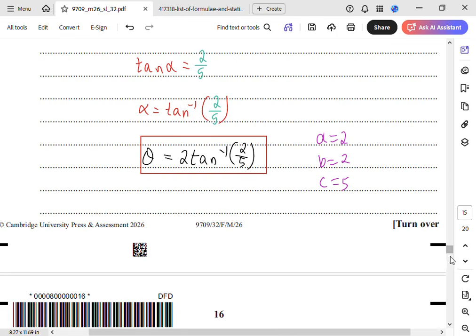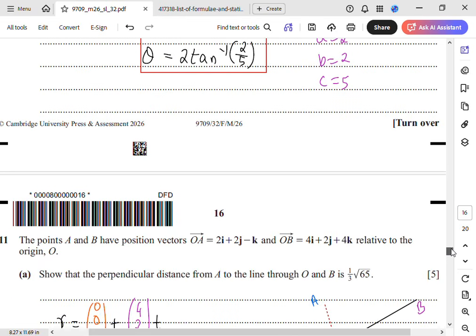Moving to the next question, or this is the final question. This is about vectors. The points A and B have position vectors. OA is this, OB is this, related to the origin. Show that the perpendicular distance from A to the line through O and B is 1/3 of root 65, right?